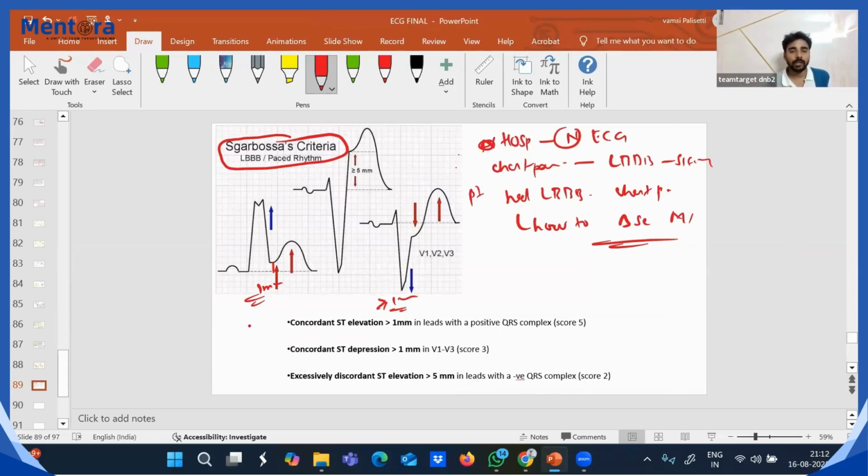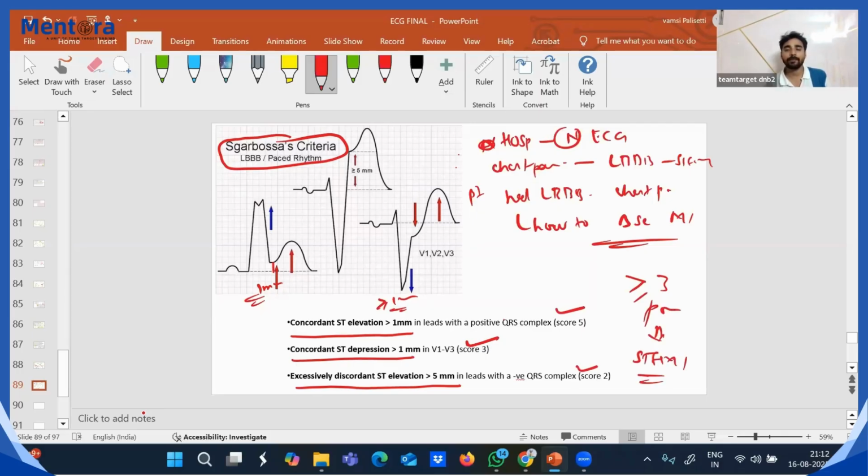Right. So concordant ST elevation of more than 1 mm, concordant ST depression of more than 1 mm, or excessively discordant ST elevation more than 5 mm. So if it is there, it's a score of 5 points, 3 points, and 2 points. If more than or equal to 3 points are there, you can diagnose it as STEMI. Mostly it's a STEMI only. Okay, understood this concept? This is the last STEMI equivalent.